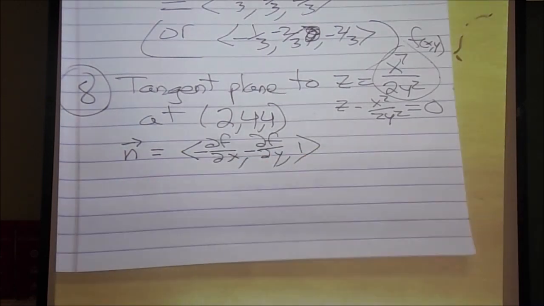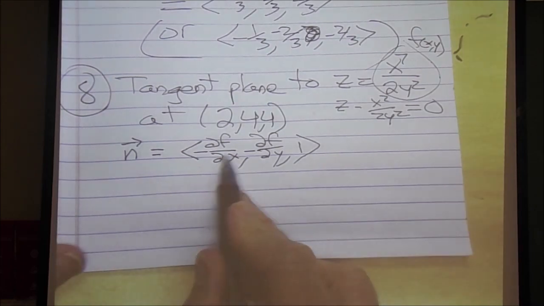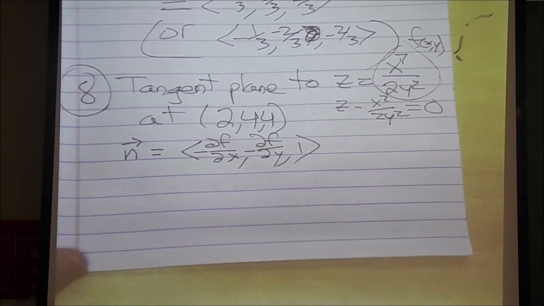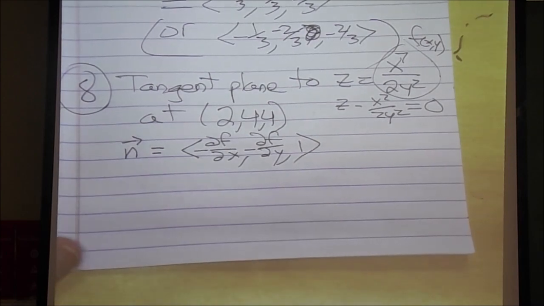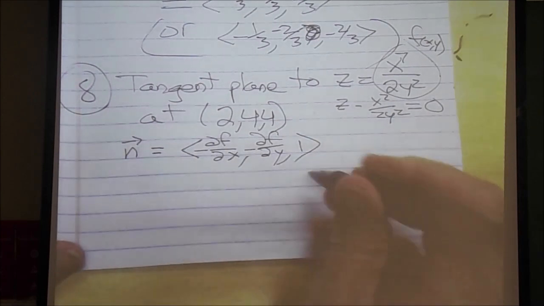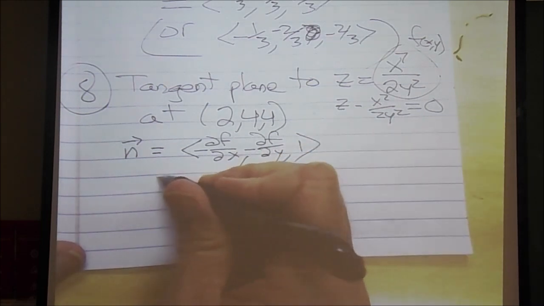But I like to memorize this one and say a unit normal to the surface z written as a function of x and y is minus df dx, minus df dy, 1. I'm sorry, that's not a unit normal, that's a normal. Sorry. And so this is a normal.